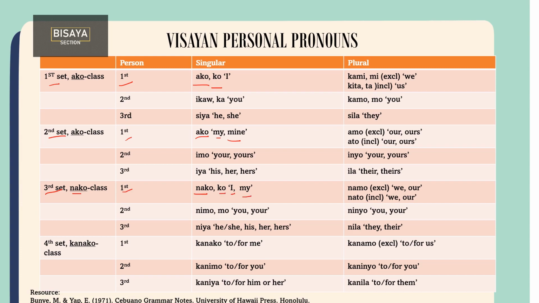And the fourth set, kanako class. First person singular is kanako, which is to or for me. And all the other parts here, let's just disregard it first and go to the first set.